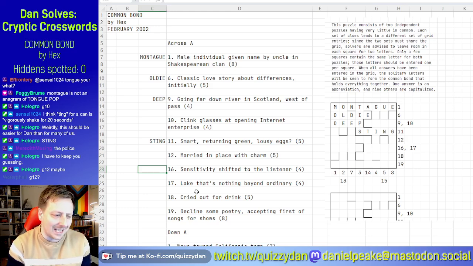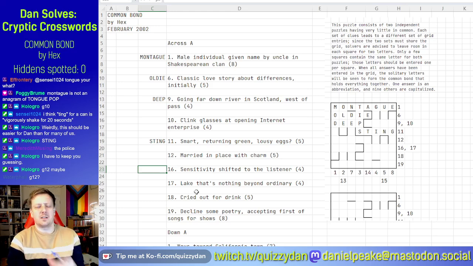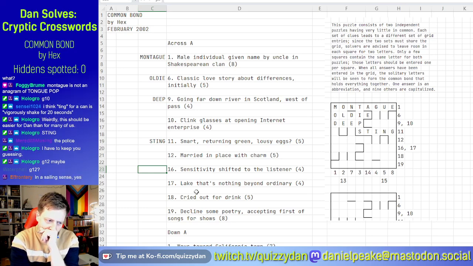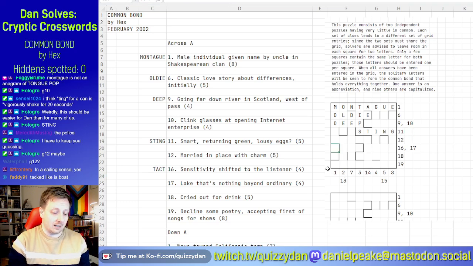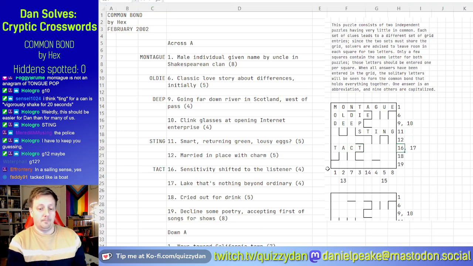So T-A-C-K-E-D. Is that shifted? I don't think that's shifted. If you tack something, you don't shift it, do you? I think it's going to be something else. Didn't know that that's what it meant in sailing. Well, there you go. If you tack in sailing like that, you shift in a boat. Anyway. So that's going to be tact, T-A-C-T, because it sounds like that.